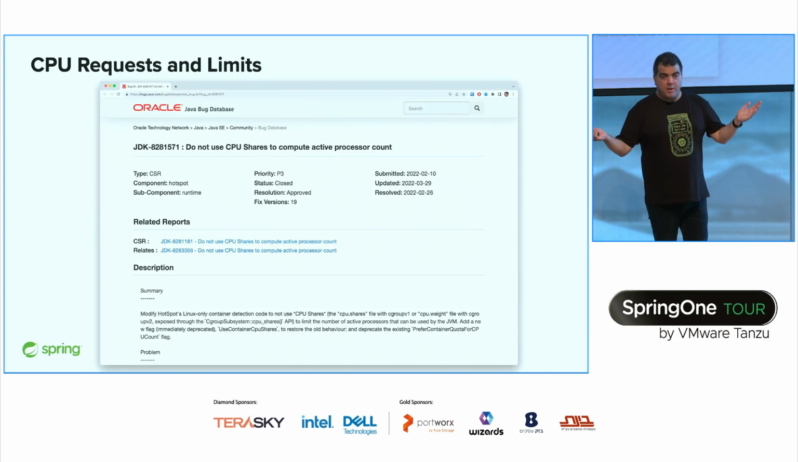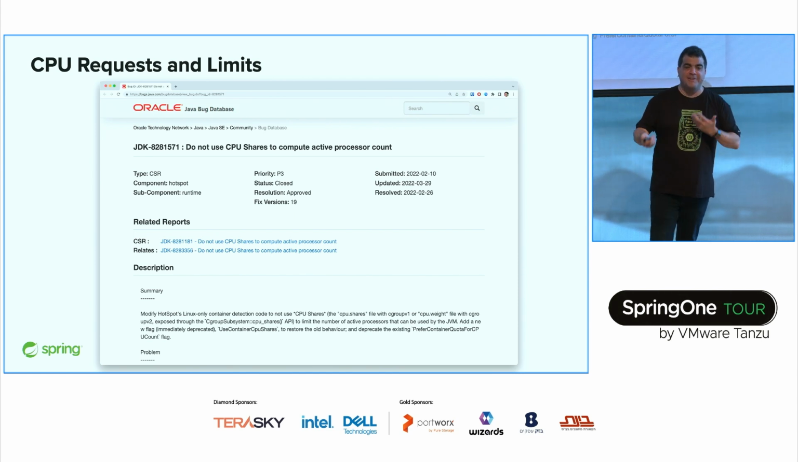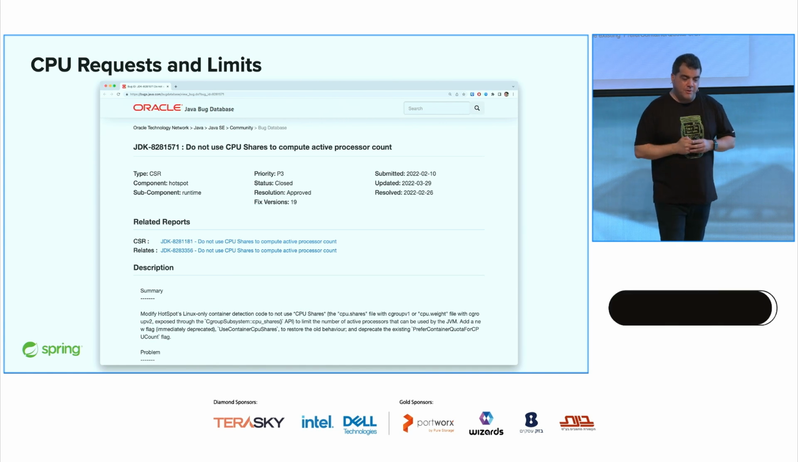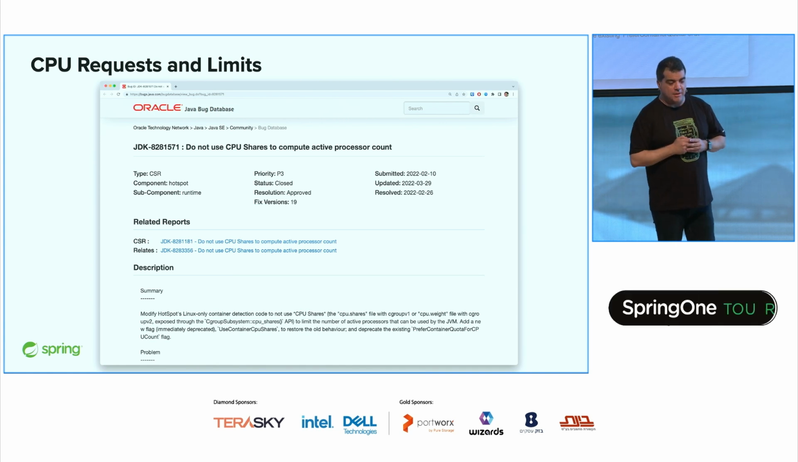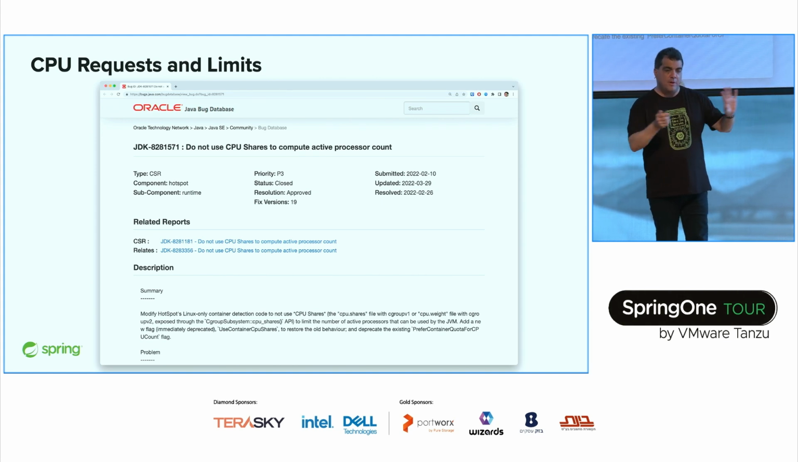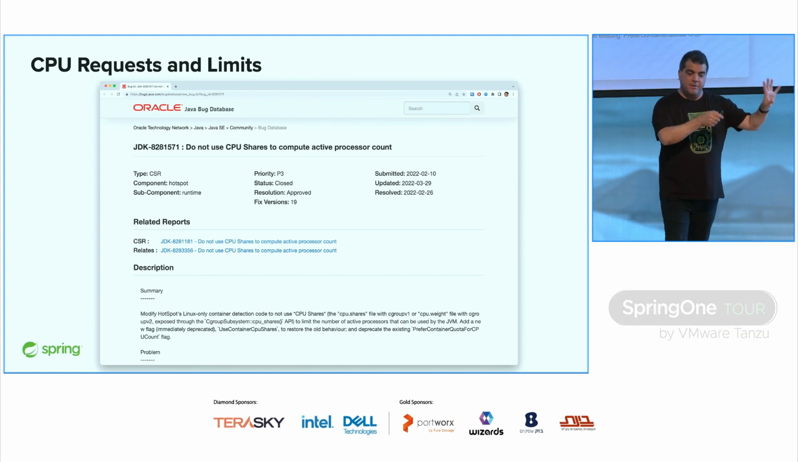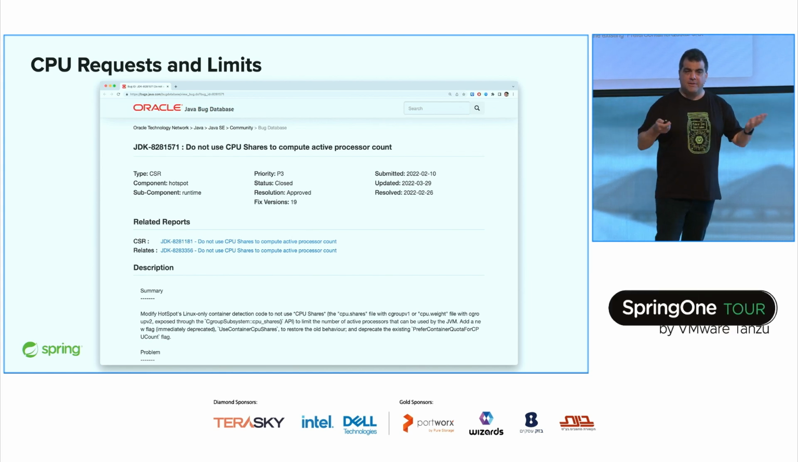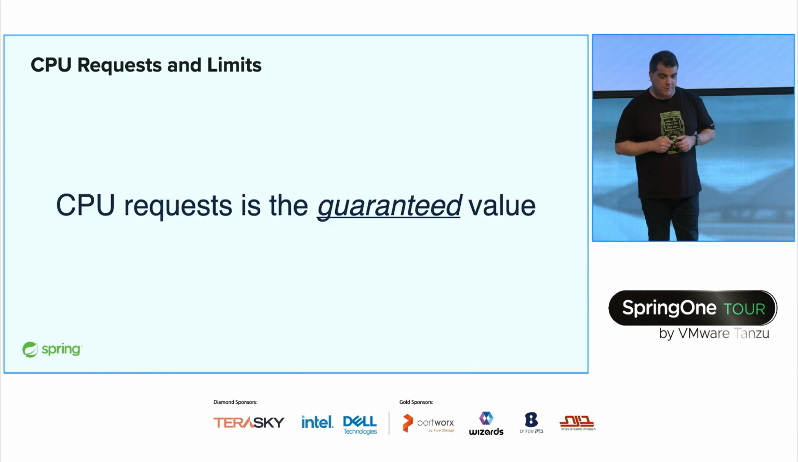Now, bad news, as always: things are changing in the Kubernetes and the Java ecosystem. There's a new feature request, or even a bug to be exact, in the OpenJDK community, where we basically say do not use the requests parameter to define the active processor count. What? We just said this is going to be a problem. Why do we want to do that?